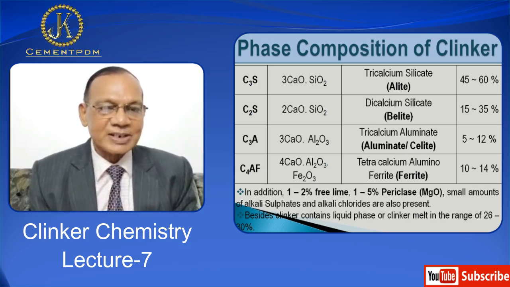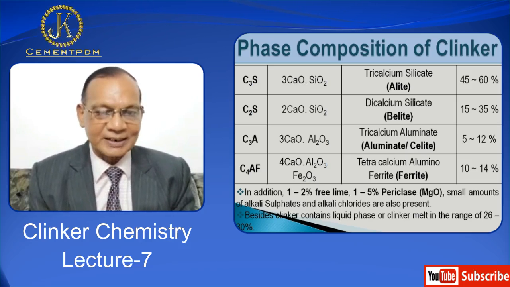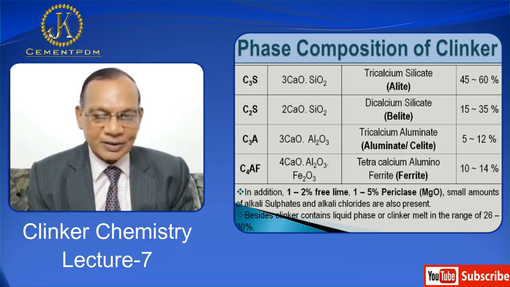Then you have C3A, 3CaO.Al2O3, that is tricalcium aluminate. It is also referred to as aluminate in industrial clinker, 5 to 12%. And then C4AF, 4CaO.Al2O3.Fe2O3, that is tetracalcium aluminoferrite, or simply ferrite in industrial clinker, 10 to 14%.